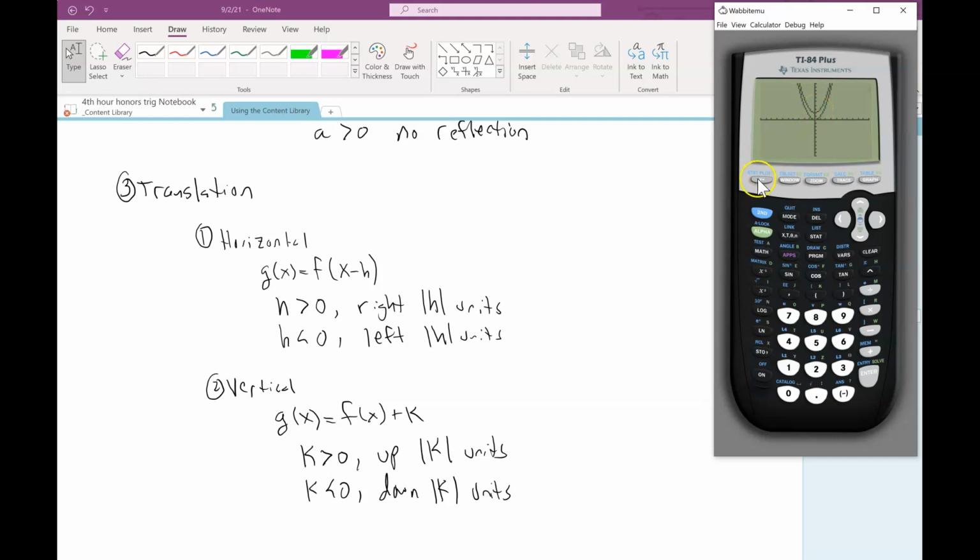Everybody okay there? If I wanted to translate it left or right, say I wanted to move it right 5 units, I'd subtract the 5 from the x-coordinate directly. So it's inside the squared, so that's going to shift it right 5 units.